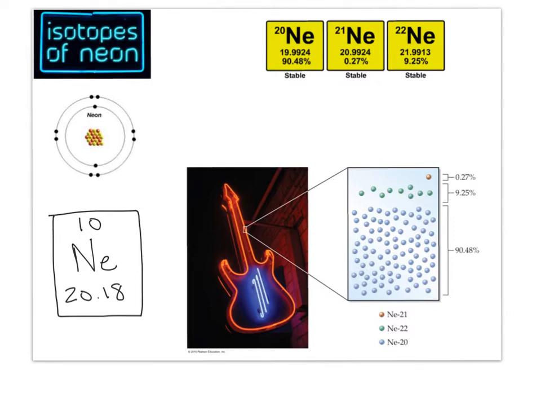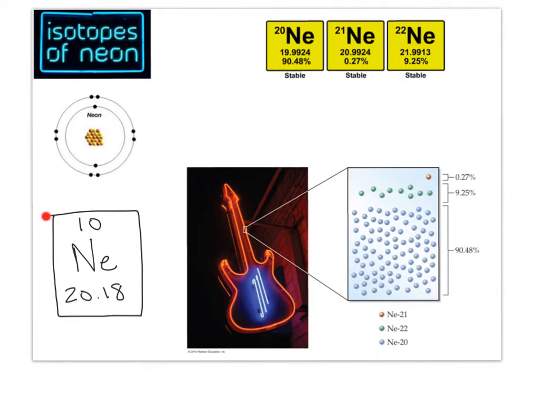However, different versions of the same element, although they have the same number of protons, can differ in their number of neutrons. Let's look at the element neon, for example. Now, neon is the gas that's found in neon lighting. So if you've ever seen a neon sign, you'll see that it's a tube that contains the gas neon, and then electricity is applied to the tube and the neon lights up.